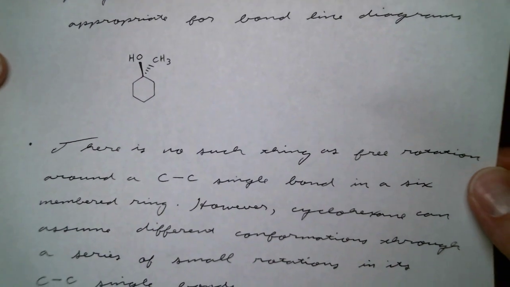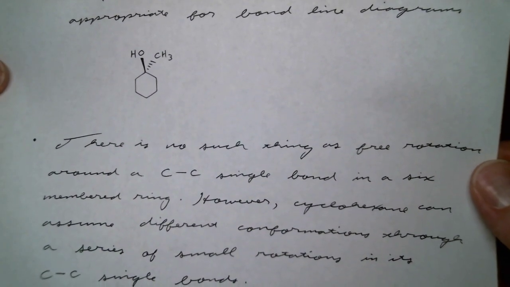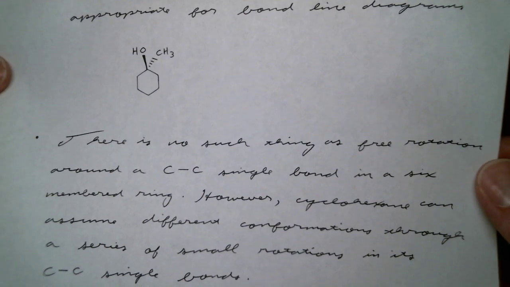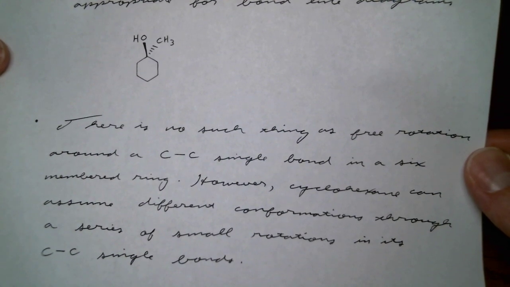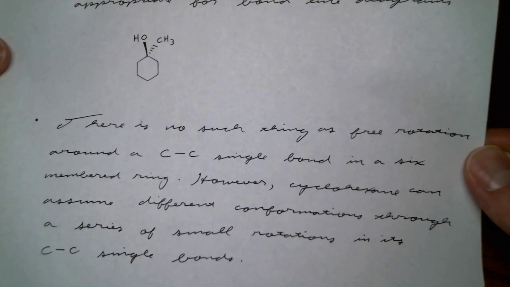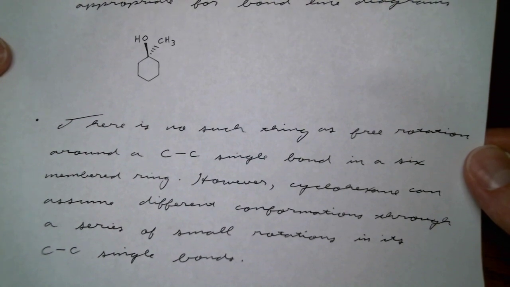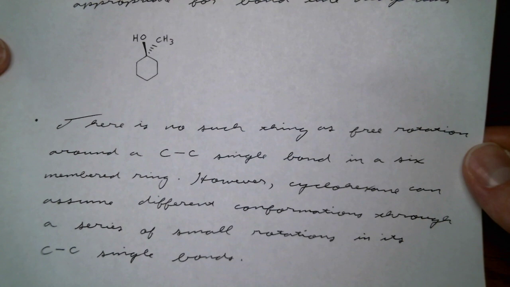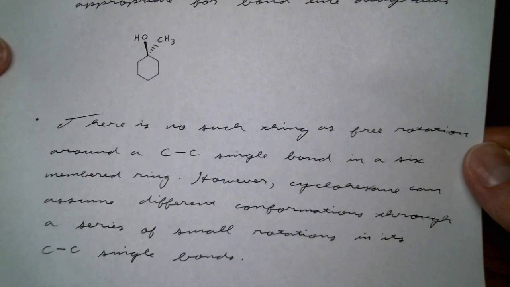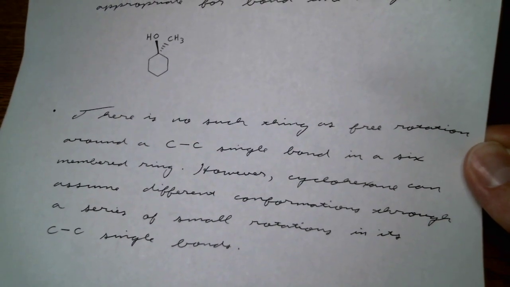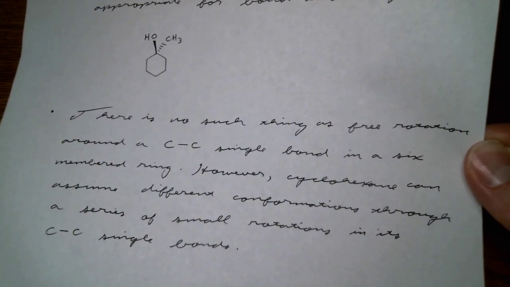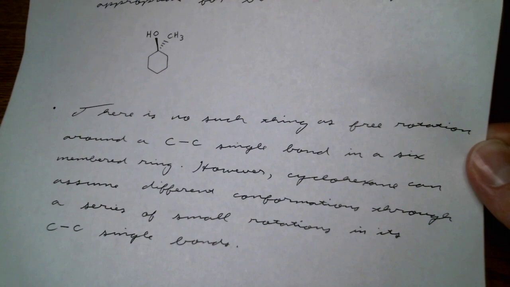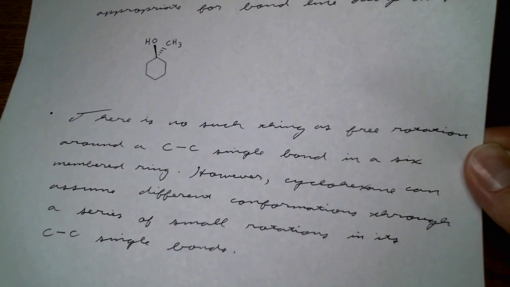So there's no such thing as free rotation around a carbon-carbon single bond in a 6-membered ring. However, cyclohexane can assume different conformations through a series of small rotations in the carbon-carbon single bonds. We will look at that, especially in an energy versus conformational diagram, in perhaps the next video. For now, I want to practice on drawing a Newman projection and then trying to convert a bond line diagram to a chair cyclohexane.